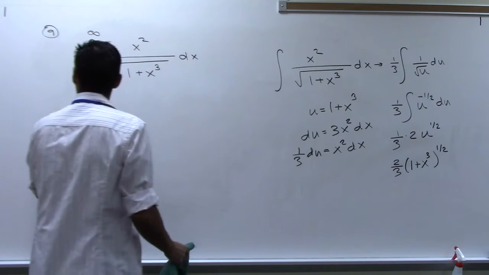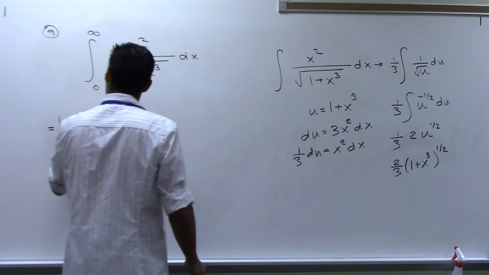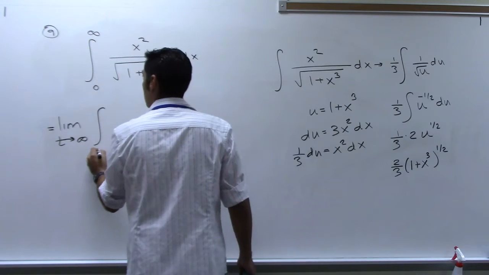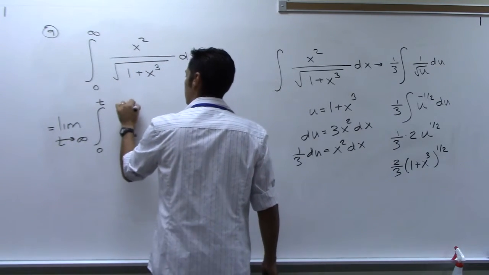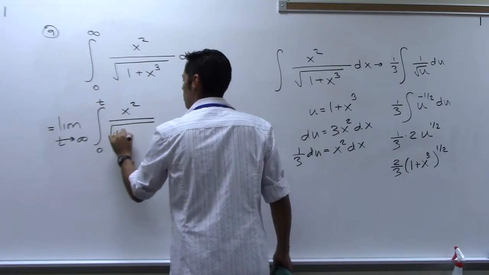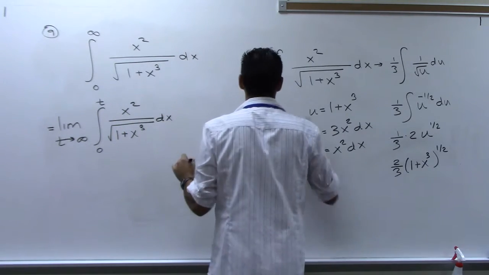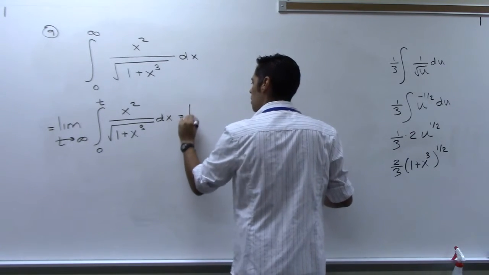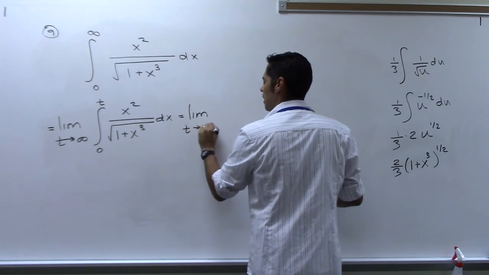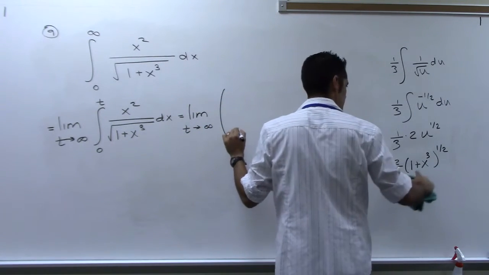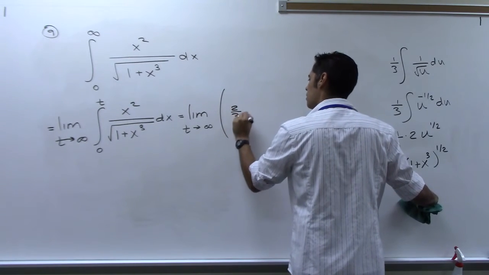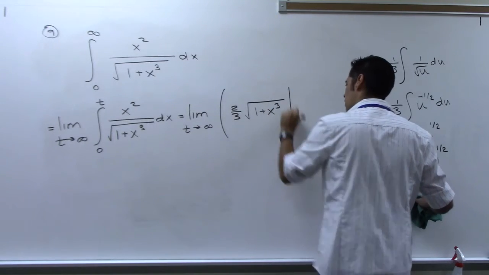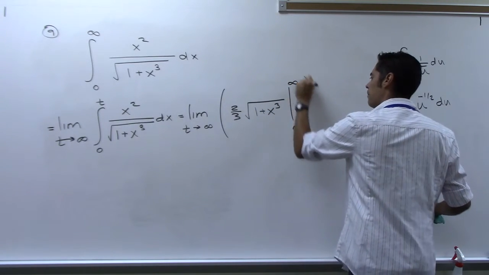So I'm going to come back over here. I'm going to rewrite this as the limit as t goes to infinity of the integral from 0 to t of x squared over the square root of 1 plus x cubed dx. Now find the antiderivative, which we did already. So limit as t goes to infinity of this antiderivative, which is 2/3 square root of 1 plus x cubed, and we're evaluating from 0 to infinity.